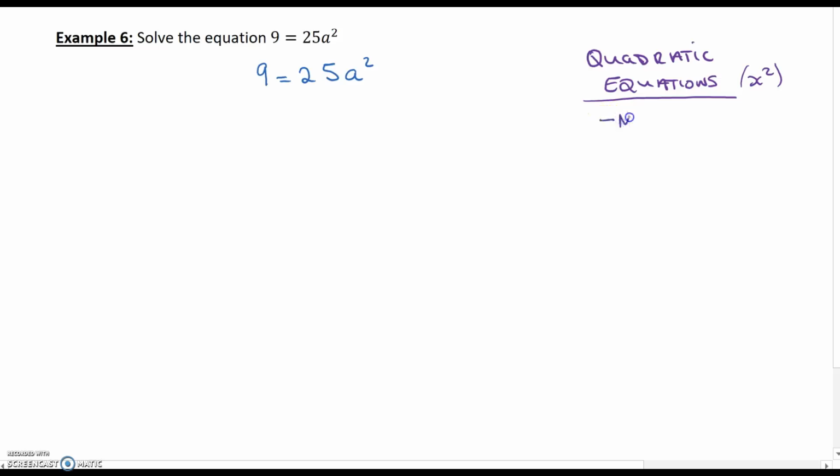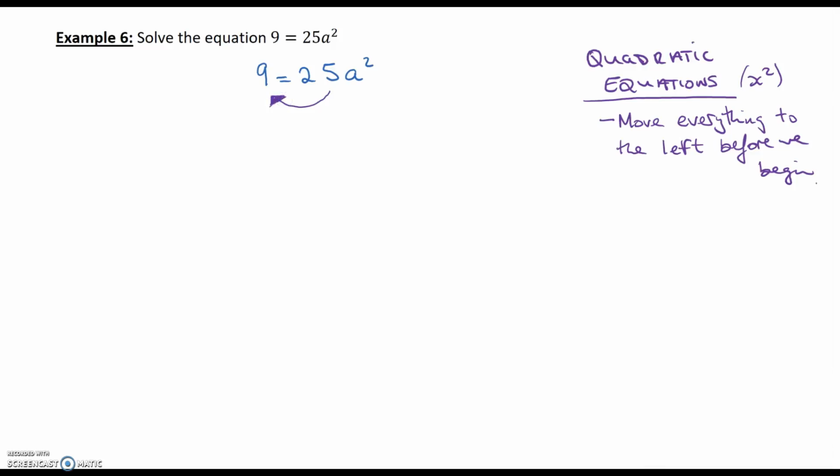What we have to do always is move everything to the left before we begin. So what we're going to do here, we're going to move this 25a squared across to the left hand side. And that's going to give us 9. When the 25 comes across, it's going to become minus 25a squared is equal to 0.